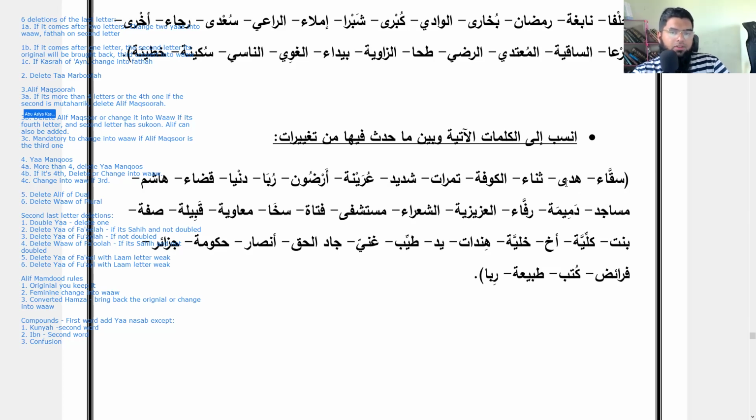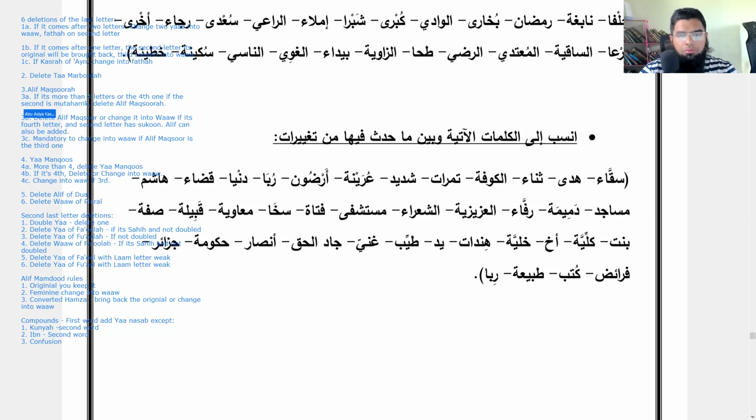Huda. This is third letter, so change it to Waaw. Hudavi. Guidance. Tana. This is converted again. Tana'i or Tanawi. Because ultimately, Tana is from Ta Nun Ya. Al-Kufa. Kufi. This is just delete the Ta. Al-Kufi, delete the Ta.